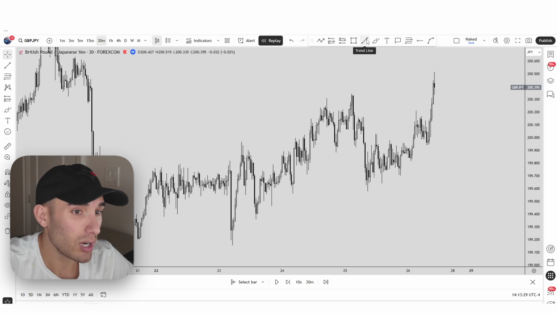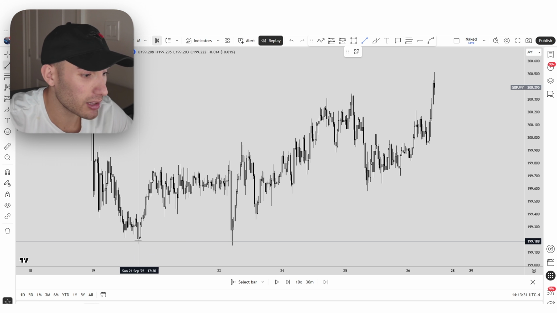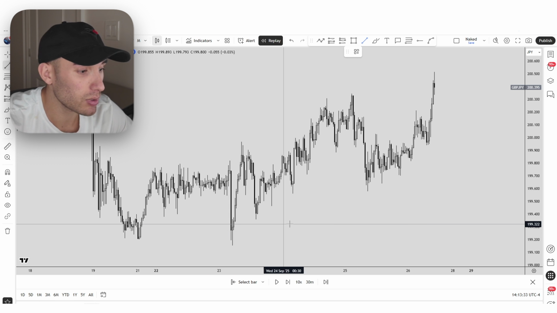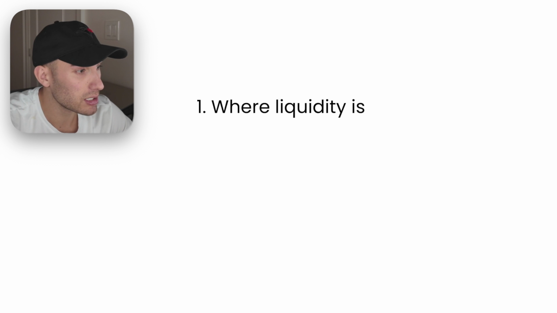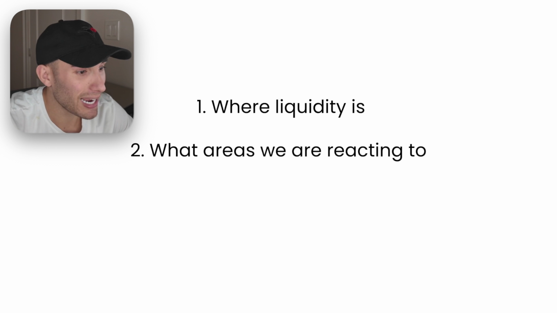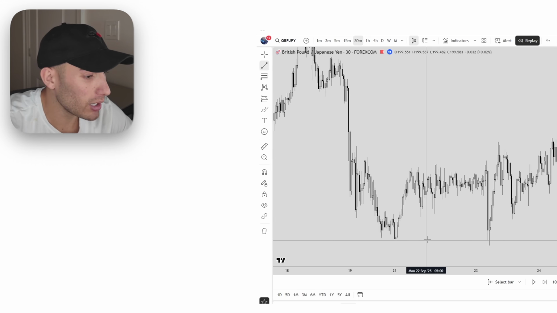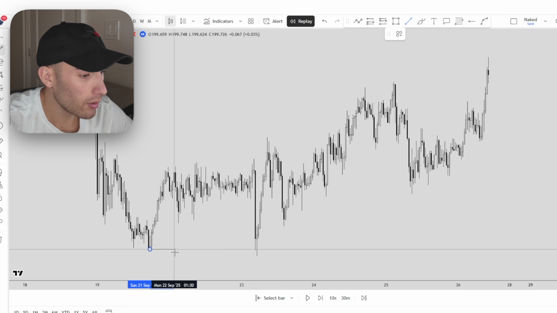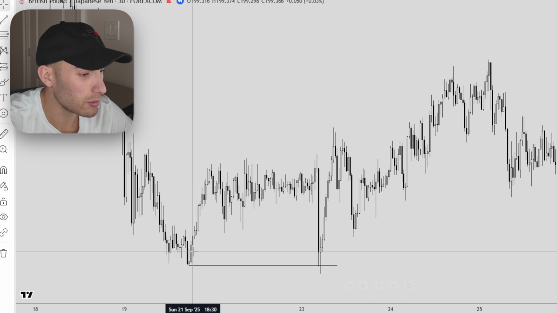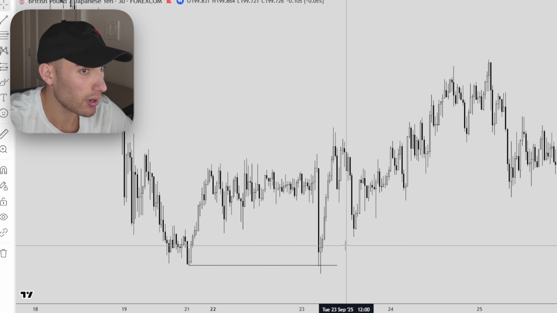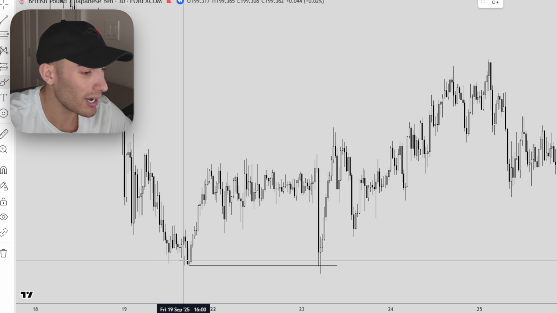Okay, so what I usually like to do is I just focus on the overall swing points, right? And I just want to see where liquidity is, what areas we're reacting to, what highs and lows have been swept, okay, and then reacting accordingly. So right away I can see at the lows down here, price has swept out previous lows. Okay, now why is this important? Why is this run on liquidity important?